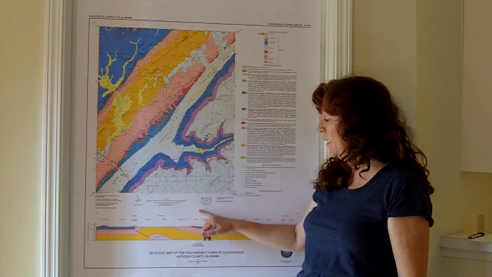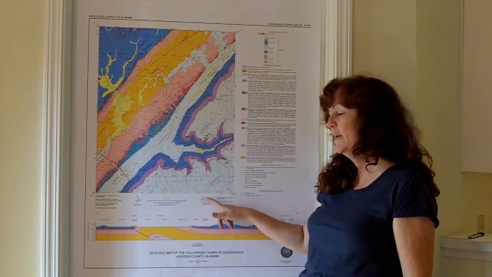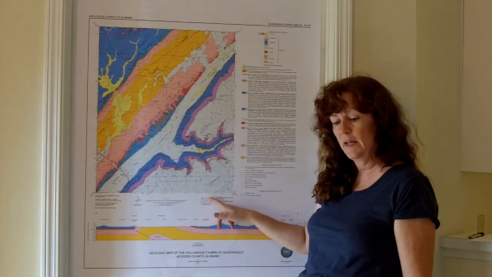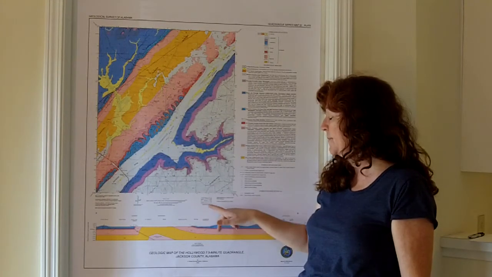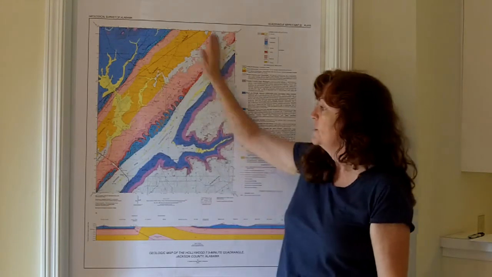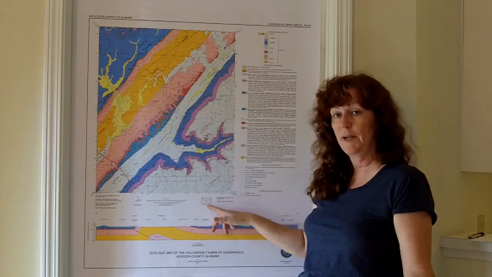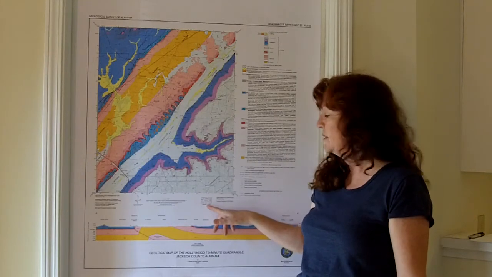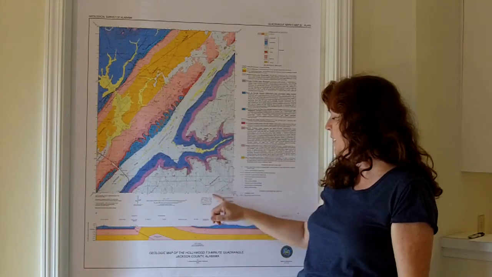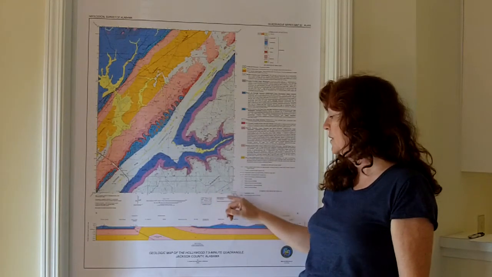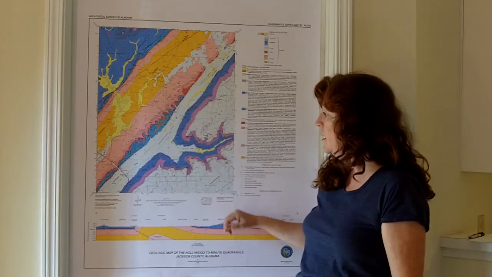You also have on the bottom of this map a little diagram, and it shows several states. So in this case, Kentucky, Tennessee, Alabama, Georgia, and Mississippi. And it shows you where this piece of land is located in relationship to the rest of the United States. So this tells you that this is in the northern part of Alabama. And then here we have a little bit more information on the making of the map on this side.